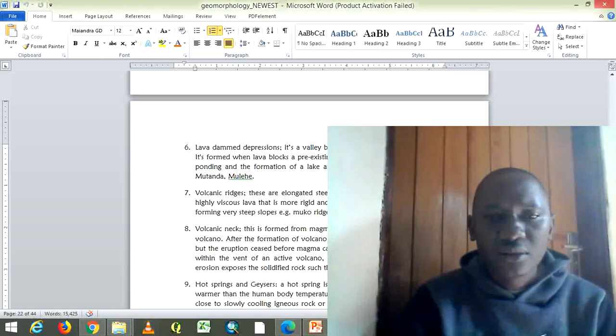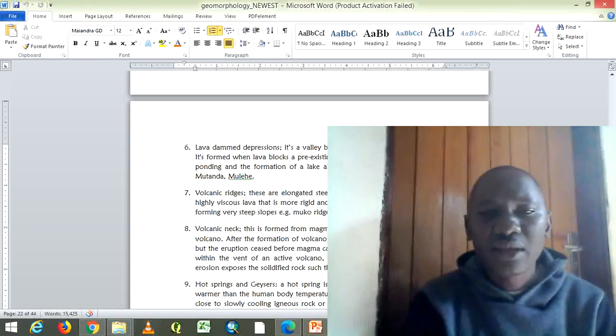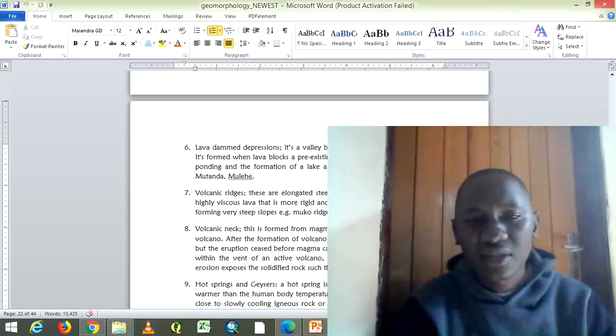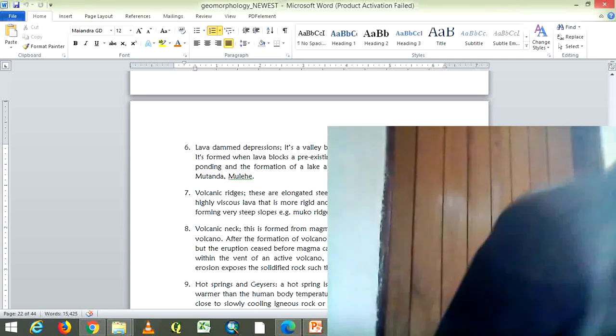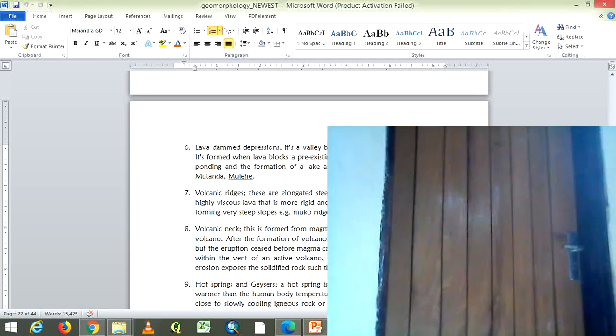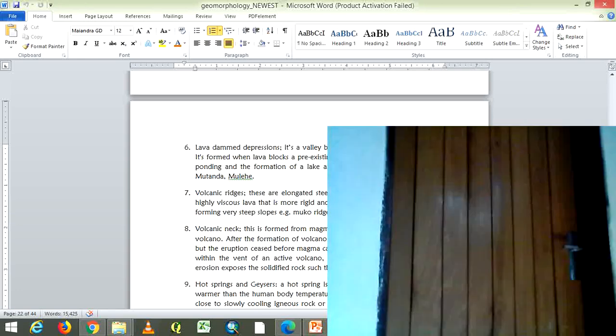Lava is first piling around the vent and forming very steep slopes. For example, we have the Moko ridges in Rwanda district. So we have the volcanic ridges.